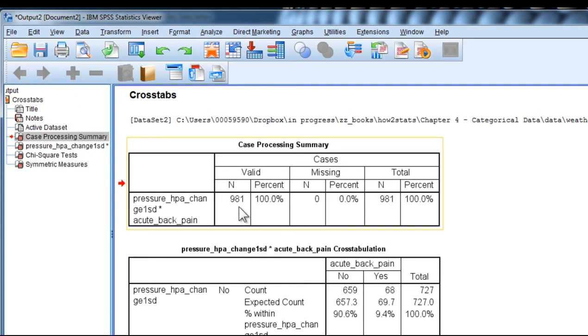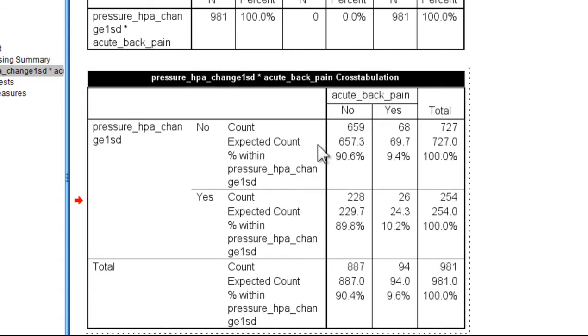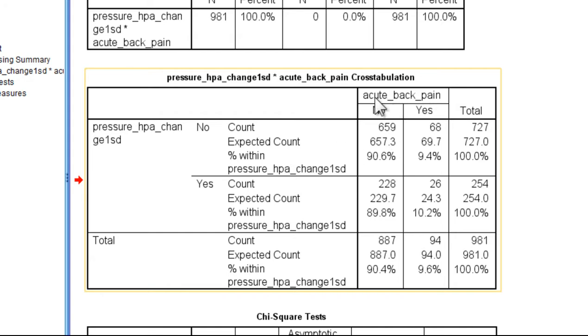Again, 981 participants in this study, no missing data points. Let me clean this up a little bit so that all the results are on the same row. So we can see that the acute back pain is in the column section, and whether there was a change in barometric pressure is in the rows. The best place to look is actually on this side here, the column. The percentage of people who were experiencing back pain on a day that had barometric pressure changed by 1 standard deviation was 10.2%, and the percentage that were experiencing back pain on a day that there was no change in the barometric pressure was 9.4%.